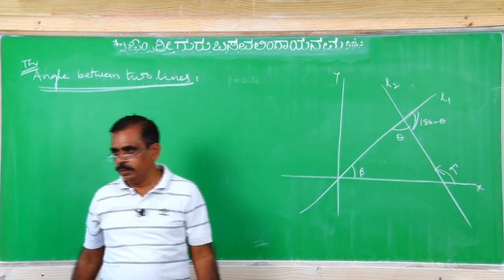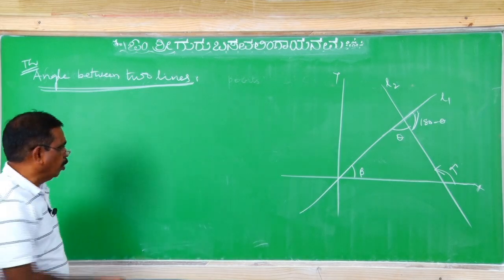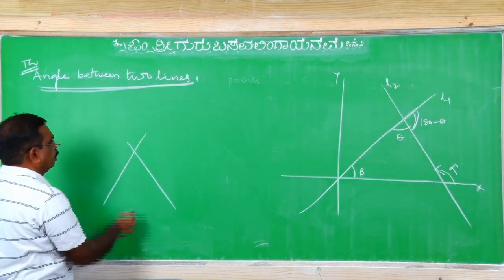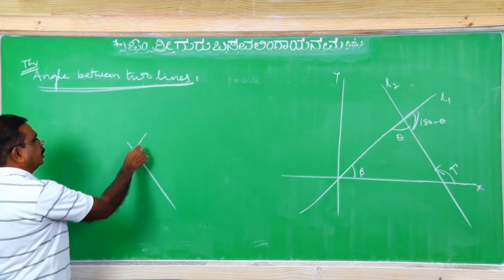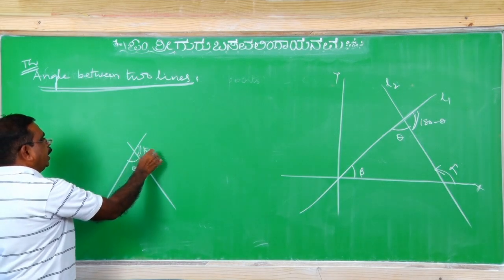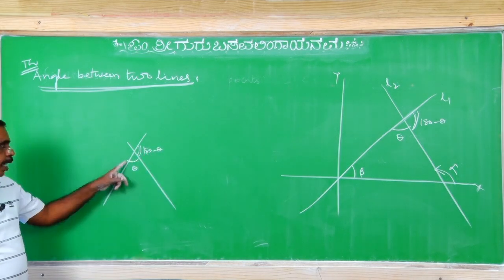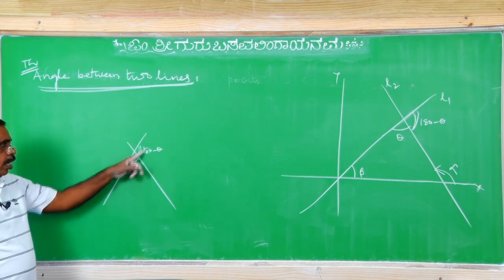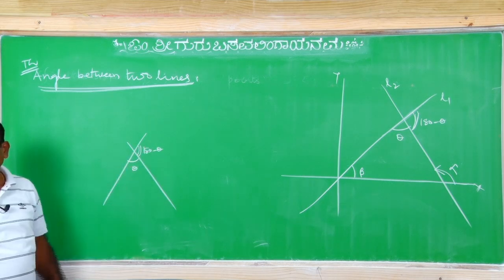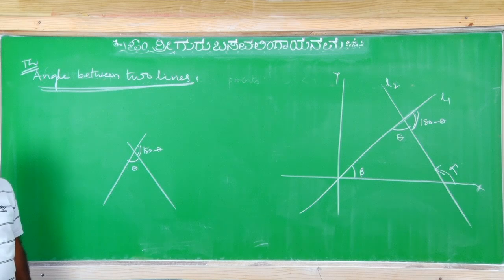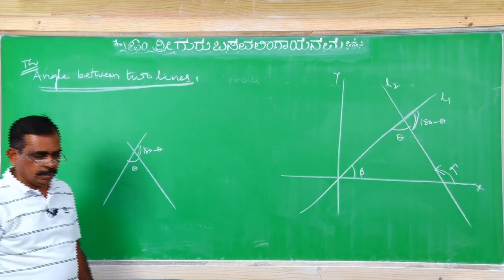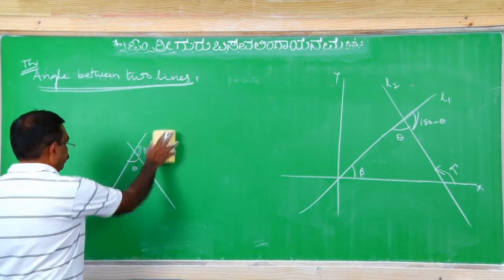Angle between the lines. Correct or not? Suppose here I am taking in this manner. This angle is theta means this angle how much? 180 minus theta, because this is a straight line. Total angle is 180. Here theta means 180 minus theta is the remaining part. Next.